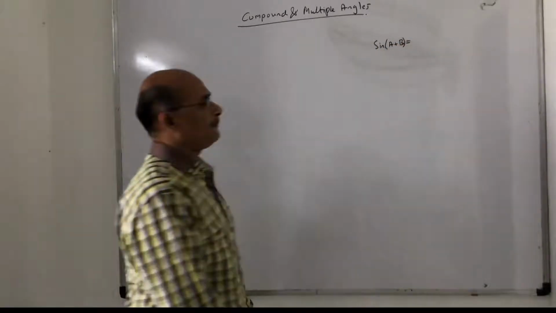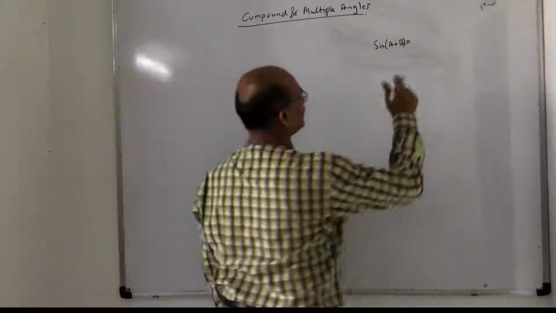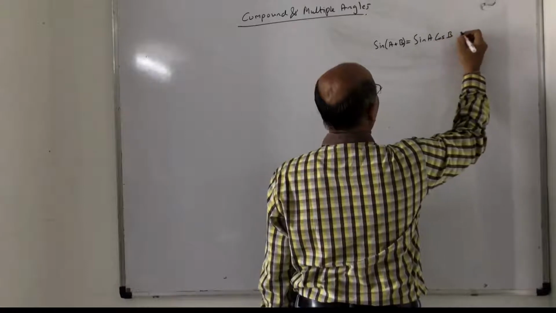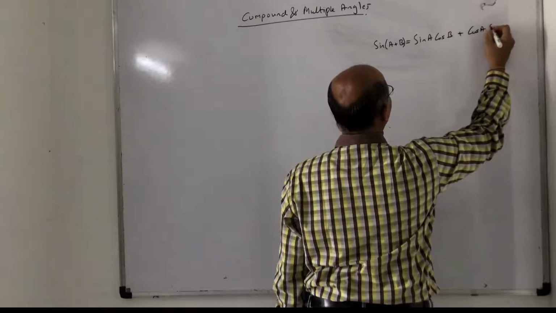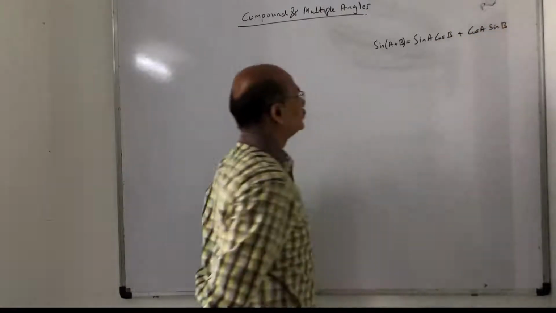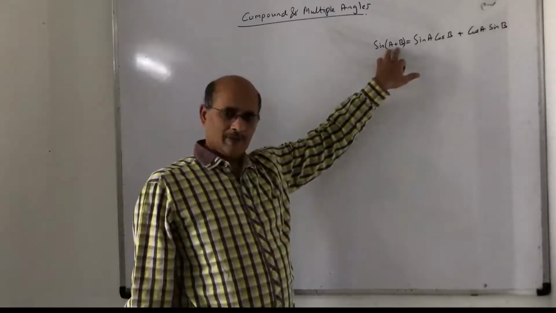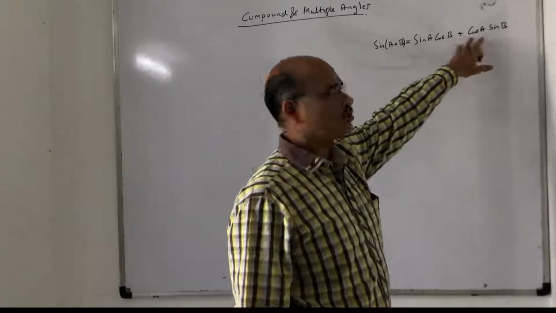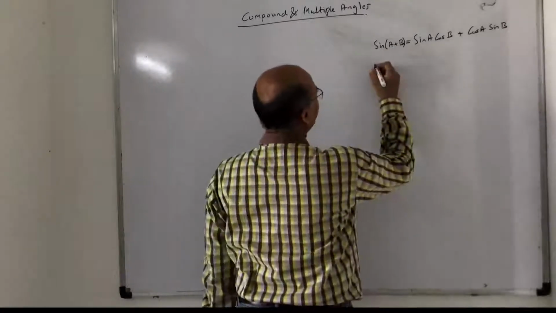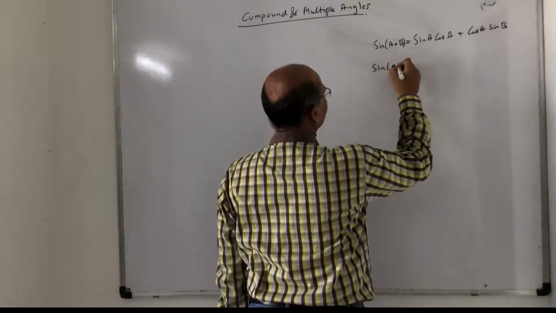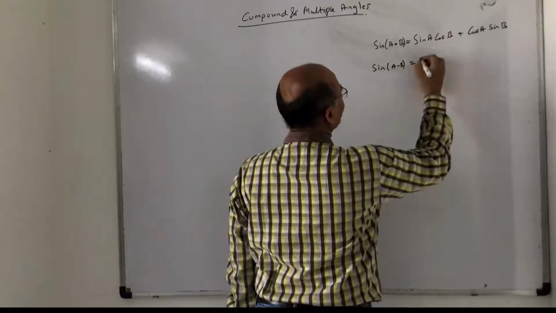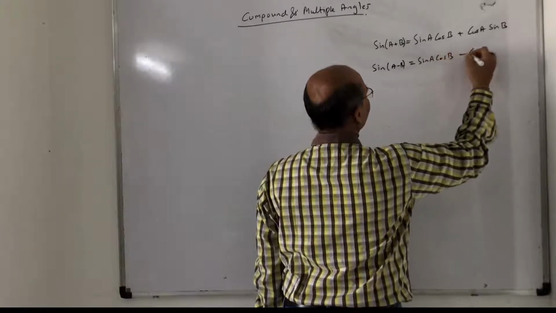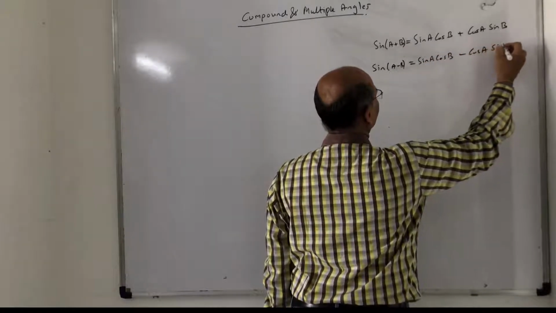So sine of A plus B. The sine of A plus B is sin A cos B plus cos A sin B. So these are two angles, sine of A plus B. Sine of A plus B is given as sin A cos B plus cos A sin B. Similarly, sine of A minus B is given as sin A cos B minus cos A sin B.